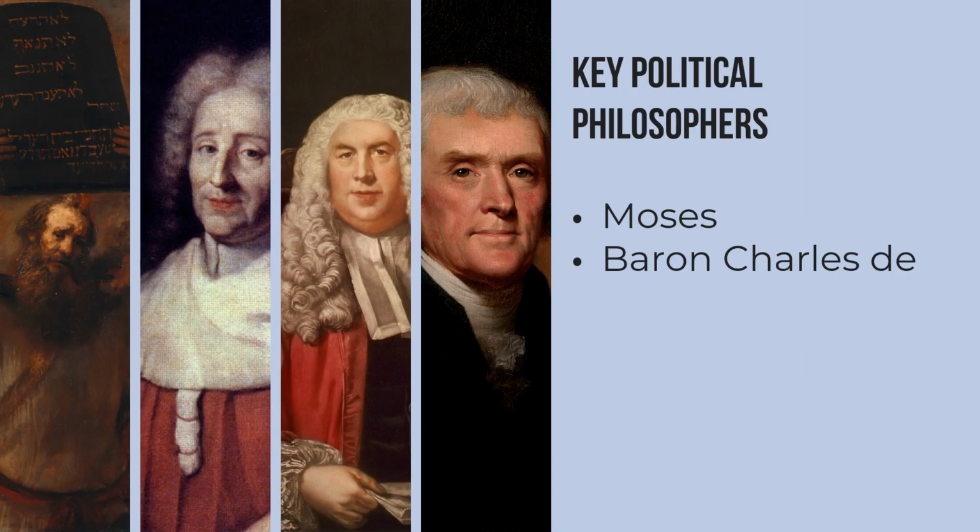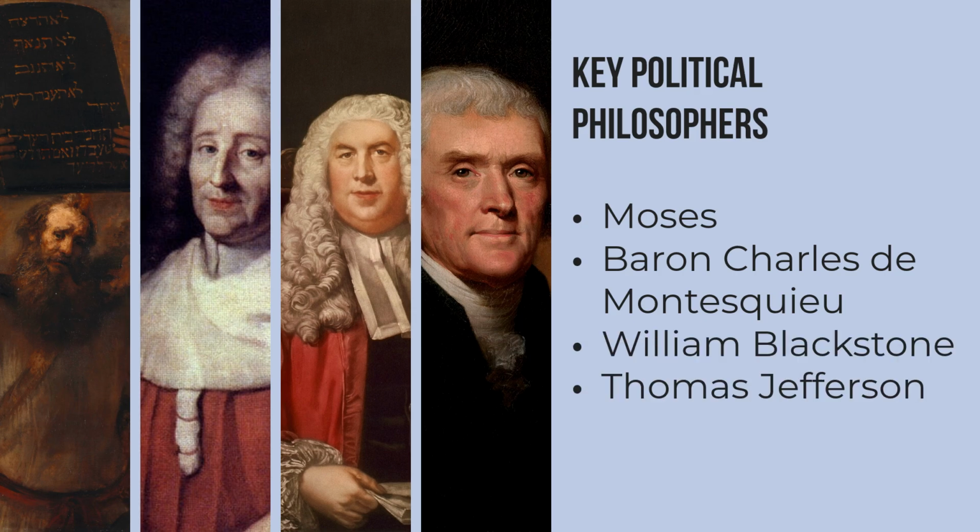In addition to John Locke, these are other individuals whose principles of laws and government institutions informed America's founding documents. Moses brought the Ten Commandments, Baron Charles de Montesquieu proposed separation of powers and influenced James Madison, William Blackstone was an expert on English common law and connected law with Judeo-Christian principles, and Thomas Jefferson was the primary author of the Declaration of Independence and was heavily influenced by John Locke's ideas.